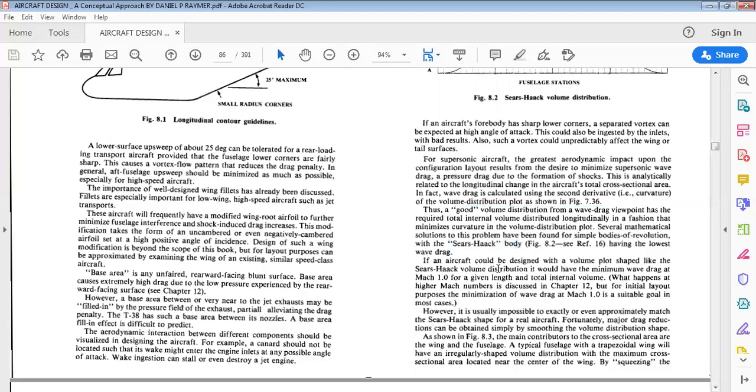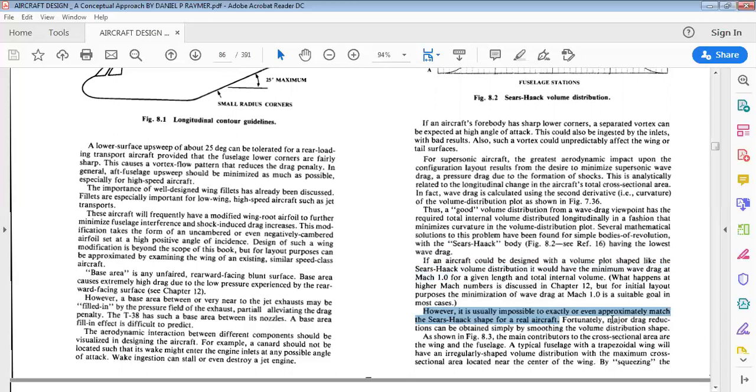If an aircraft could be designed with a volume plot shaped like the Sears-Haack body, if I design the aircraft according to the volume distribution given for the Sears-Haack body, it would have the minimum wave drag at Mach 1 for the given length and total internal volume. However, it is usually impossible to exactly or even approximately match the Sears-Haack shape on a real aircraft. So it's not that easy to have a Sears-Haack shape on a real aircraft.